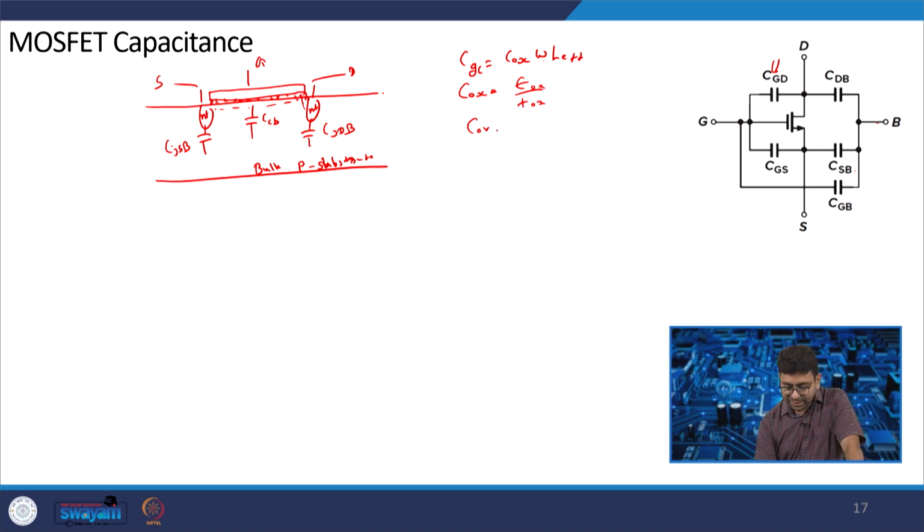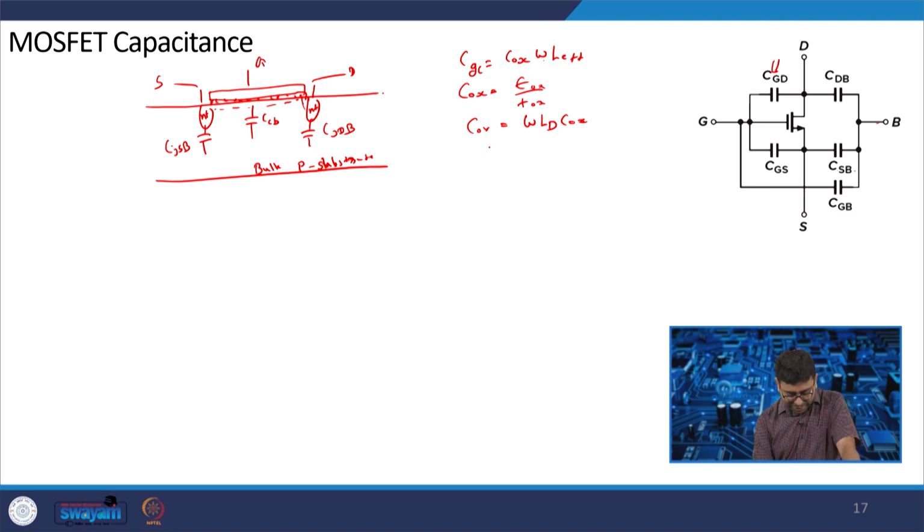Because of that there is an overlap capacitor, and that is given by W L D into C ox, because this is the overlap length LD. So, this is an overlap capacitor that will be there in the MOSFET.